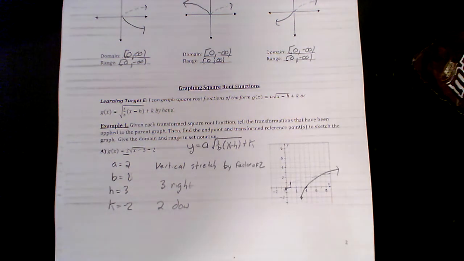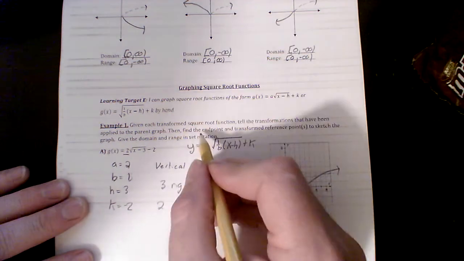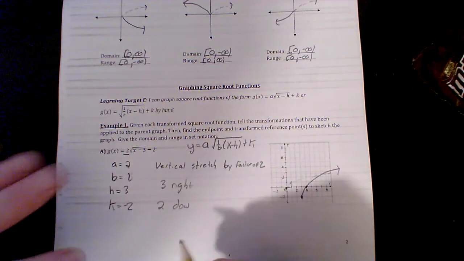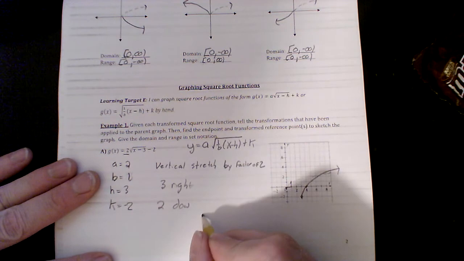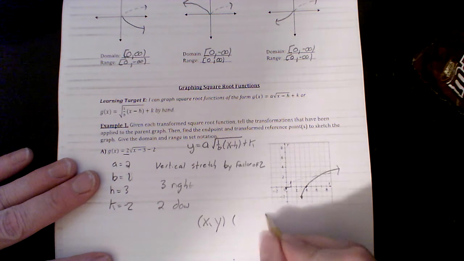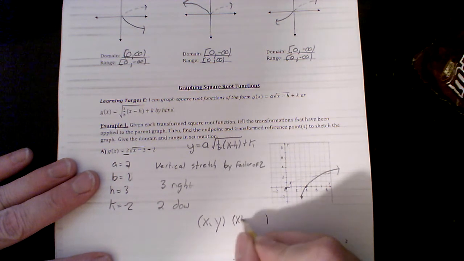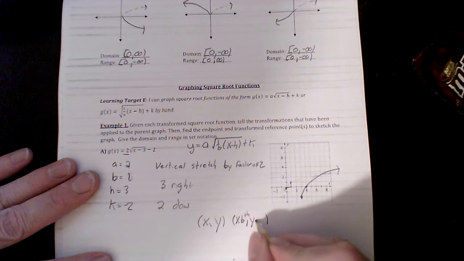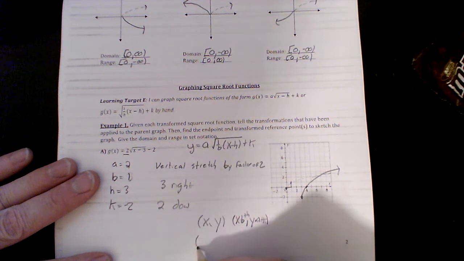Graph is finished. Let's see what it asks. Find the endpoint, transform reference point, and sketch the graph. Well, let me show you how those points moved. Remember, x and y changed the same way. Here's how x and y's change. X gets multiplied by b, and then we add h, and y gets multiplied by a and add k. So I'll move the 2 points we had.